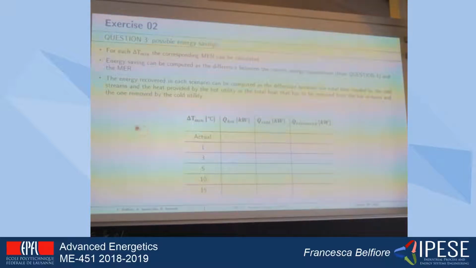The third question of the exercise is to compute the energy savings. So you have to compare your energy requirements in the current state with the energy requirements that you get with the MER, the minimum energy requirement option. You have different delta T min, so you should do it for all of them, because according to each value you will have a different minimum energy requirement.